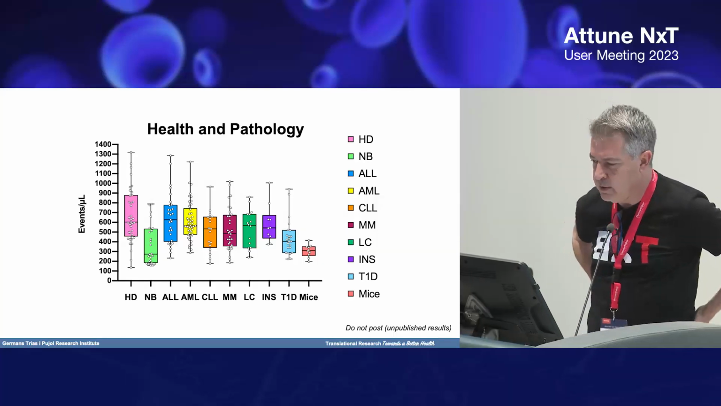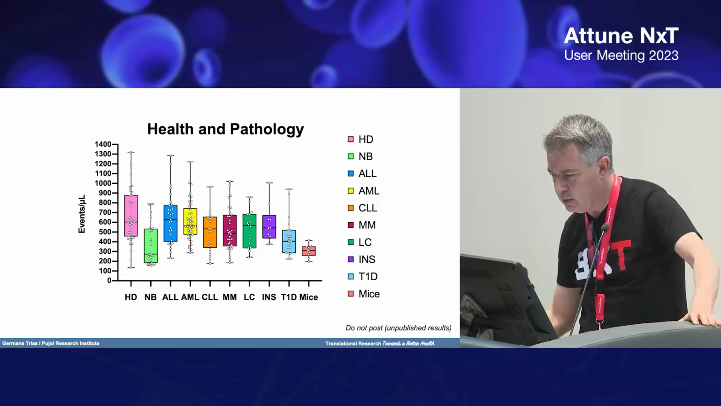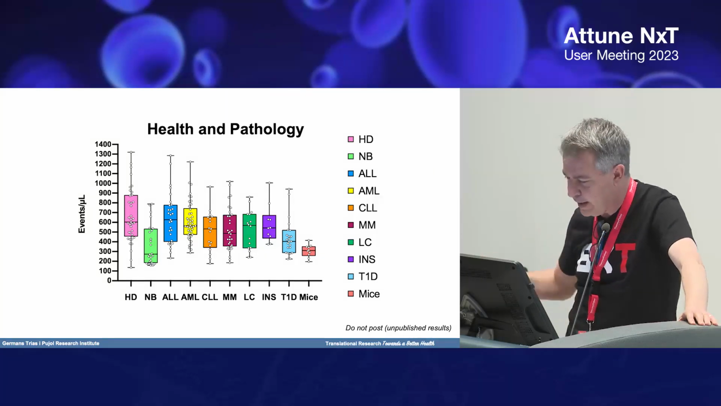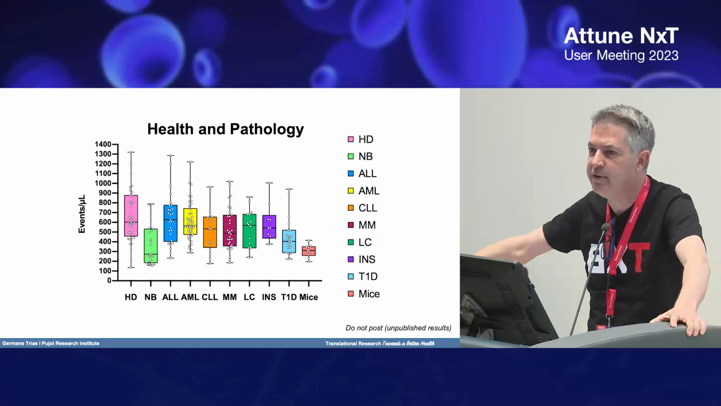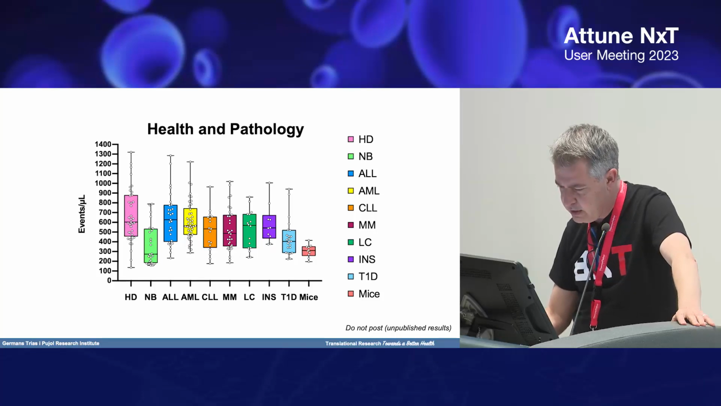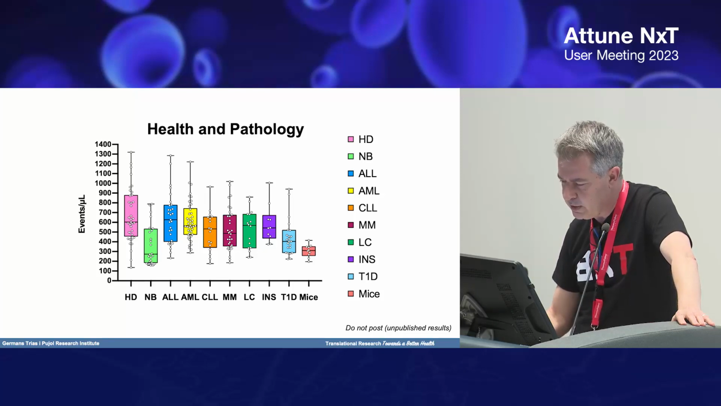Then we started to measure, and we continued these measurements. As you can see here, this is a summary of the healthy donors that we have analyzed in our lab. I would like to say that all the specimens that we have analyzed contain nanoplastics. These are newborns. These are patients with acute lymphoid leukemia, acute myeloid leukemia, chronic lymphocytic leukemia, multiple myeloma, lung cancer, idiopathic nephrotic syndrome, type 1 diabetes.